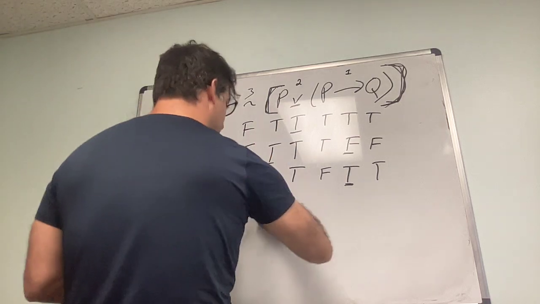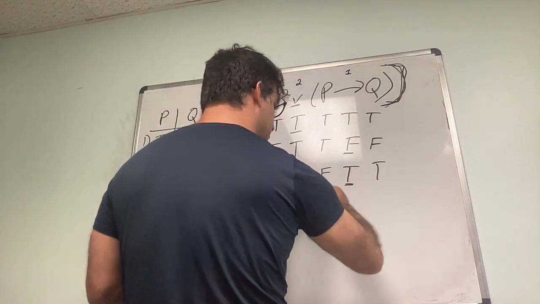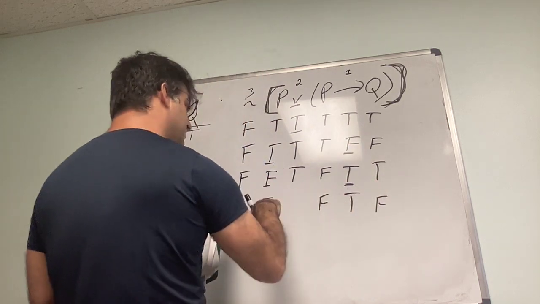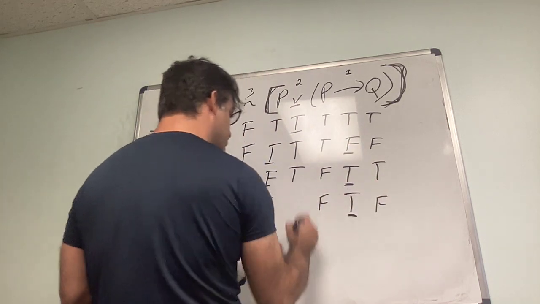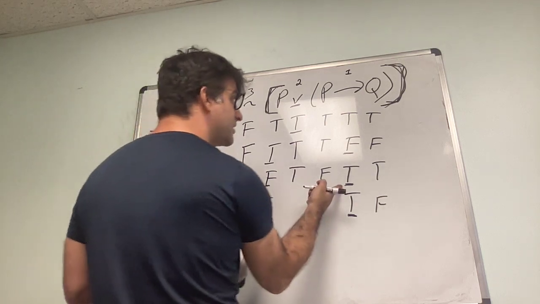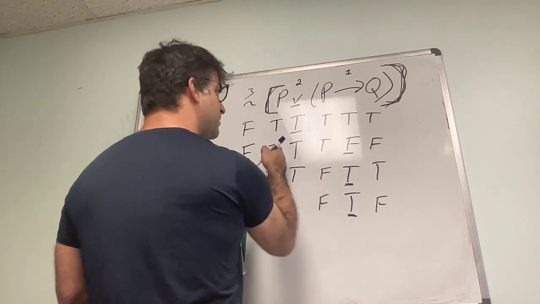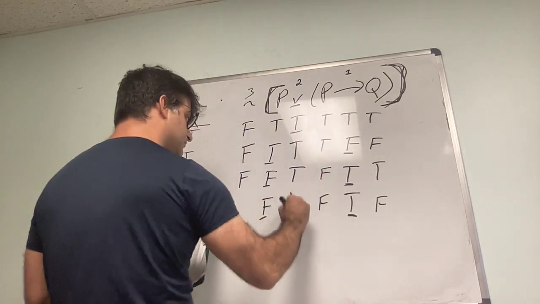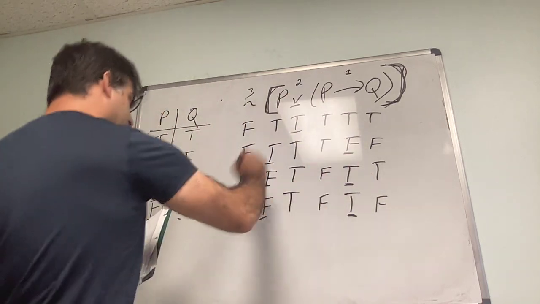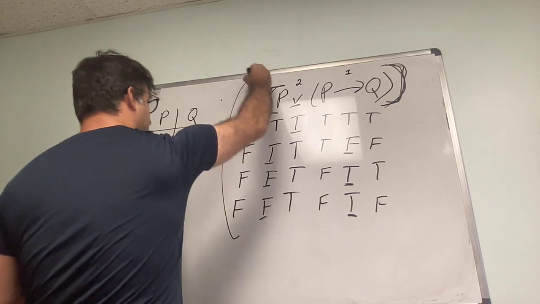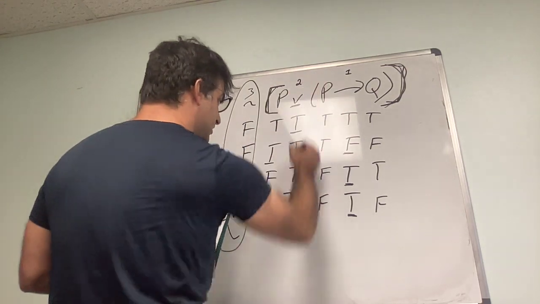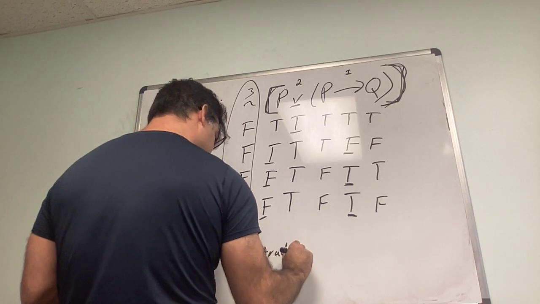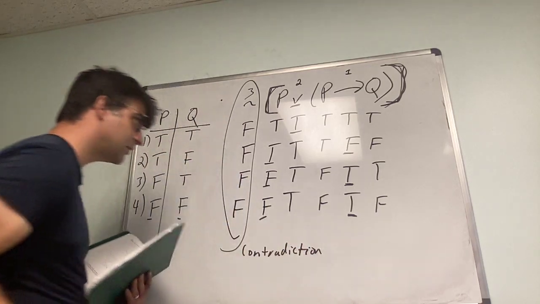And finally, when both P and Q are false, we have false arrow false, which is true. P is false, but we get false or true. Anytime P is false, this is going to be true. And when P is true, this whole statement's going to be true regardless here. And again, we negate it. So the whole statement is false. Again, we negated a tautology and got a contradiction.